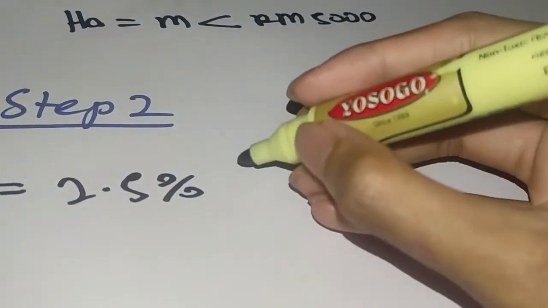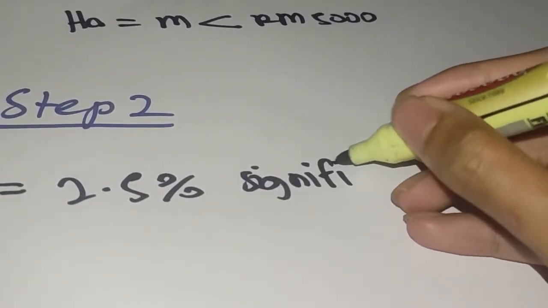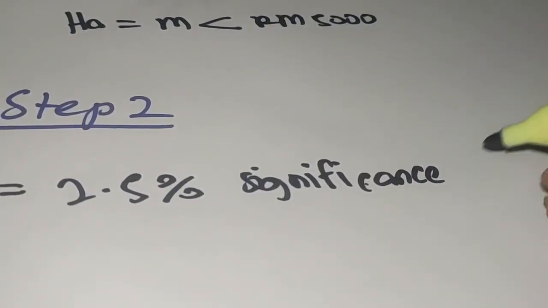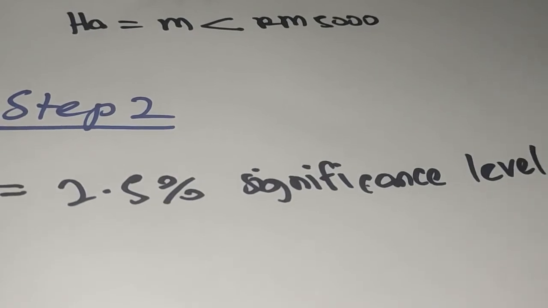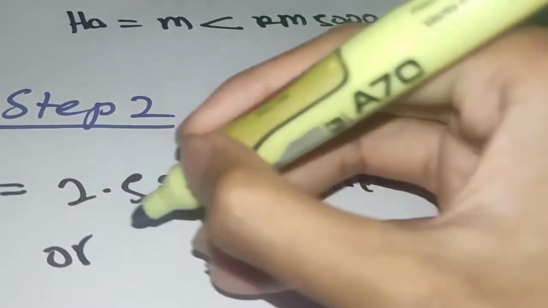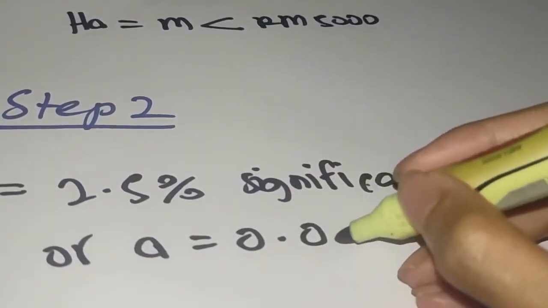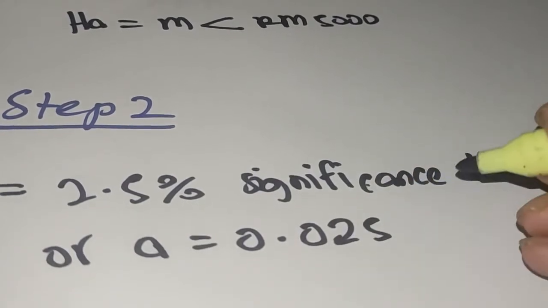Okay, step two is we need to write the 2.5% significant level, or we can write it as 0.025.